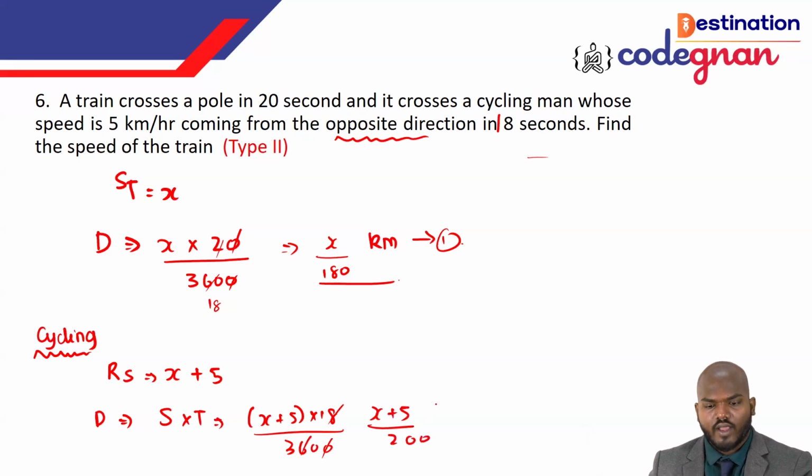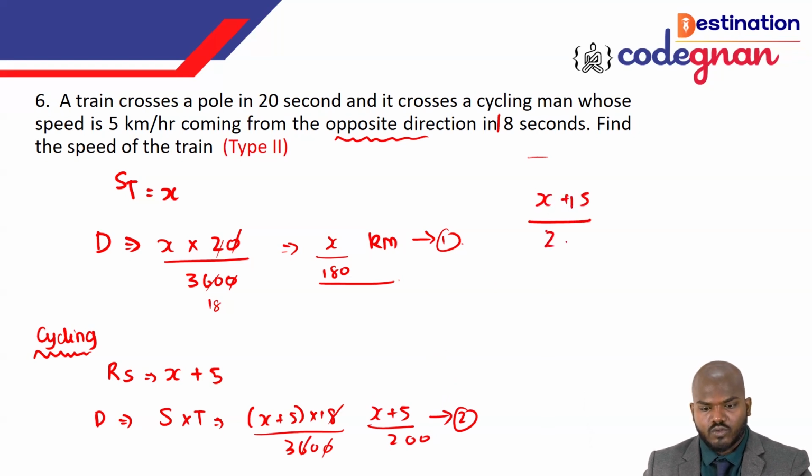So you're having the two values here. If you take 1 and 2 as equal, we will get the value. Because it's something like logic, logically we just want to prove this. Then you can take x plus 5 over 200 is equal to x over 180.